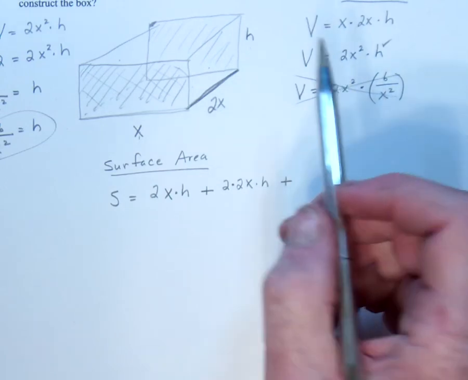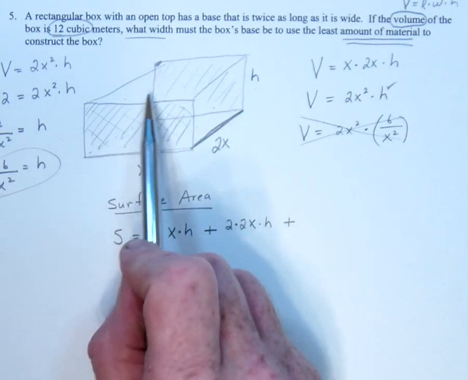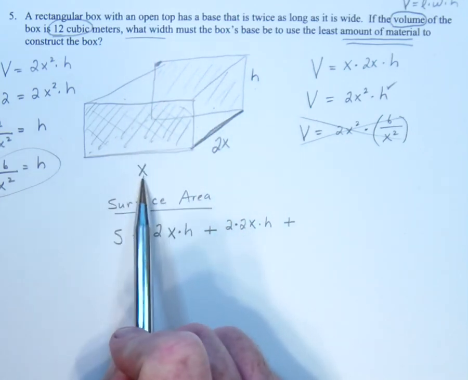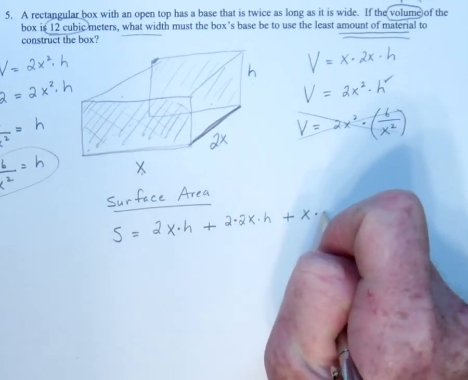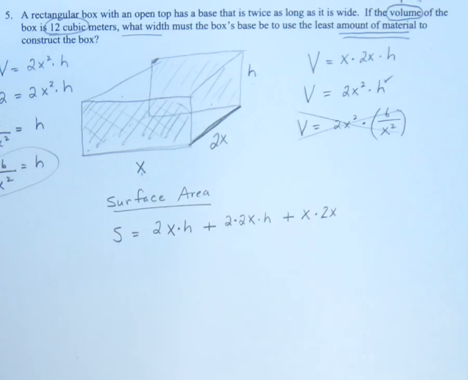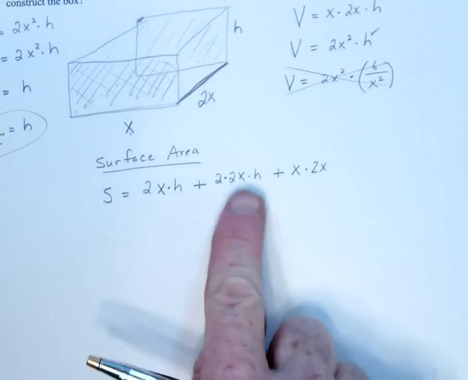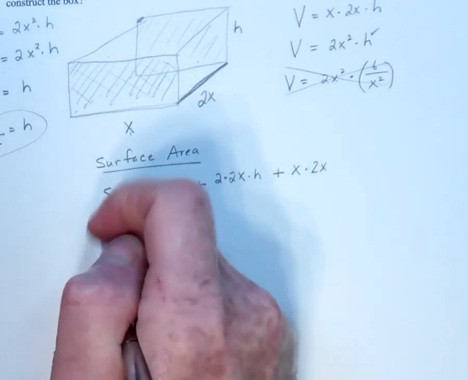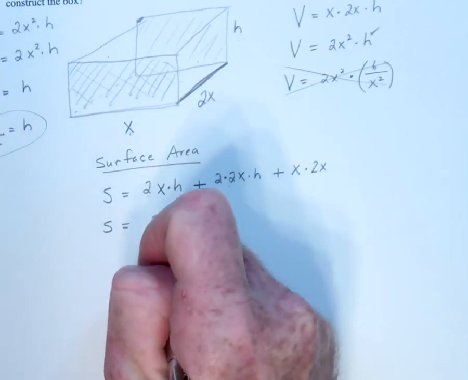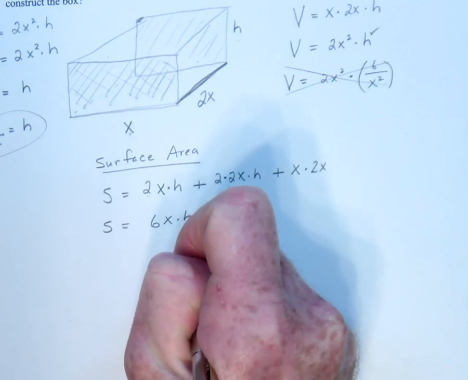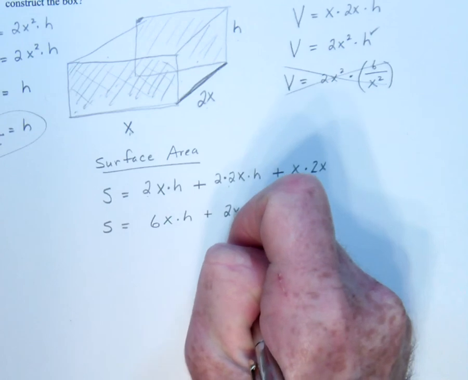And then this one said it has an open top. Right here it says an open top. So we don't need to count the top, but we do need to count the bottom. And the bottom is going to be x by 2x. And let's see if we can combine terms. This has xh and this has xh, so this is 2xh's and this is 4 of them. There's 6xh's. And then this is going to be 2x squared.